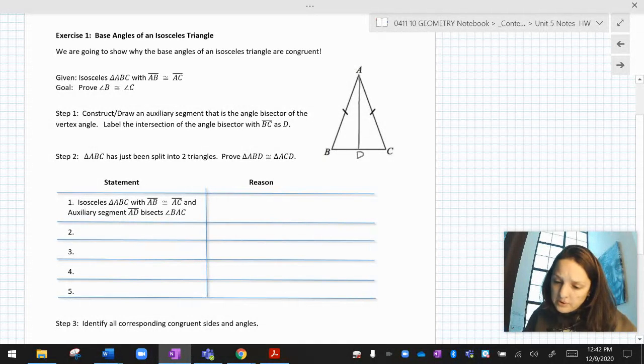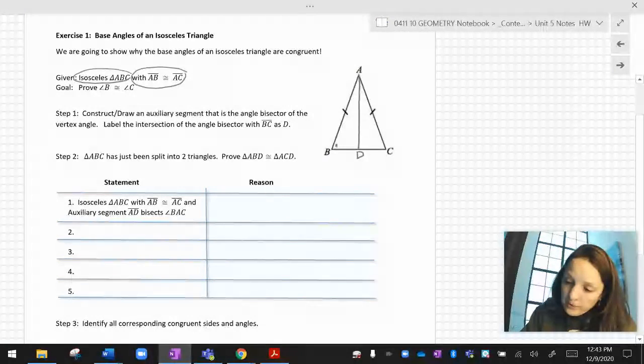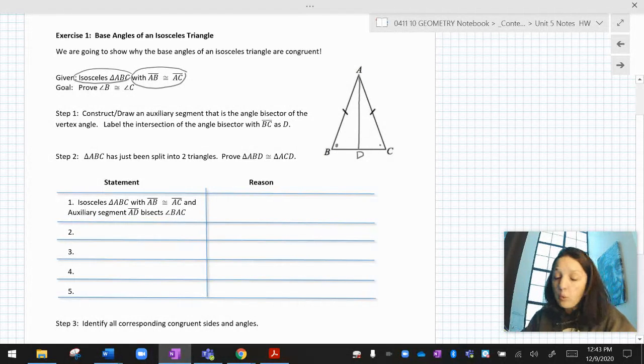It says label the intersection there, yep. So form that as D, and it says, all right, pretend that we are given triangle ABC with AB congruent to AC. We want to prove that these two things are equal. I don't know that yet, but I want to prove that those two angles are equal without knowing it ahead of time. All right, so our first statement is that it's isosceles with equal sides, and we drew a bisector. So that's given to us.